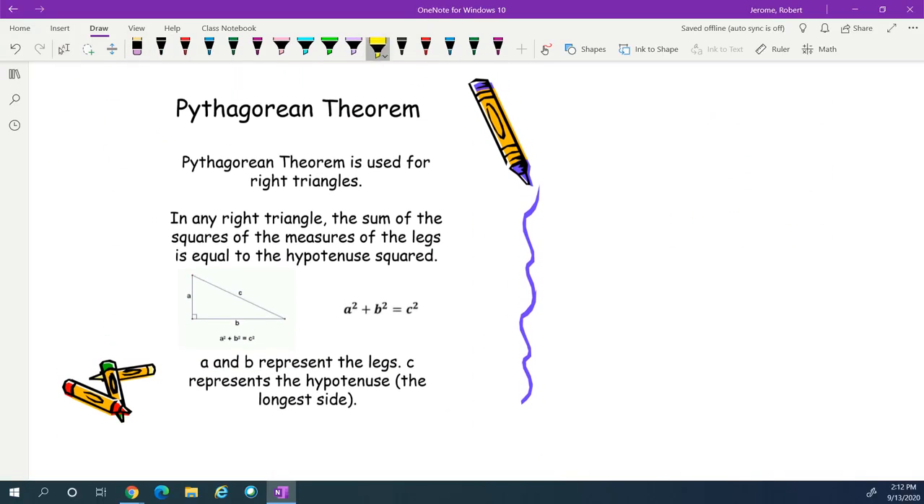So Pythagorean Theorem is used for right triangles, and we can only use it for right triangles. Our formula is a squared plus b squared equals c squared, and it is really important to know which is which. The super important one is c, right there, the hypotenuse of the triangle. So we have to know that language, hypotenuse. The hypotenuse is the longest side, and it is always opposite the right angle.